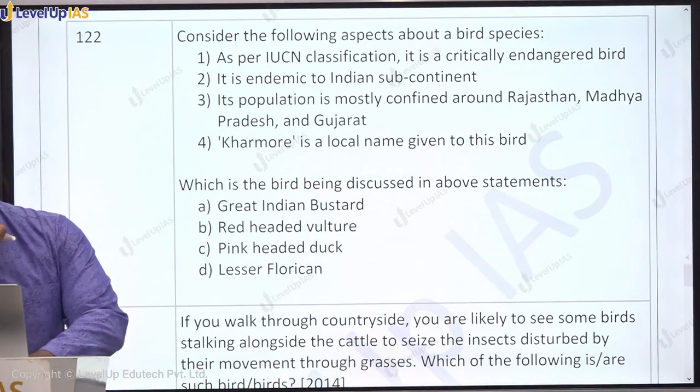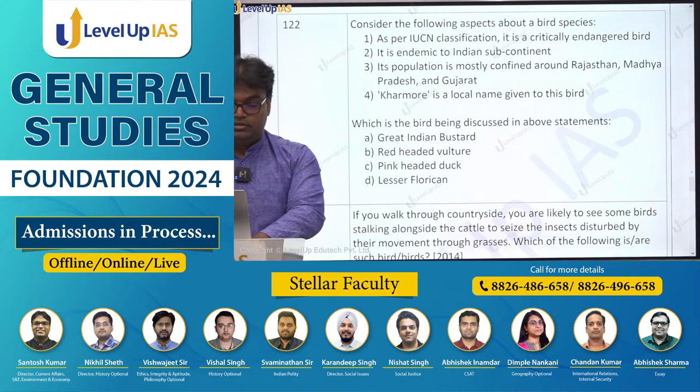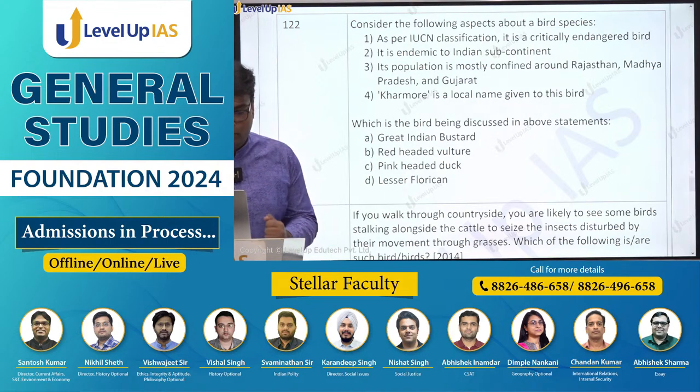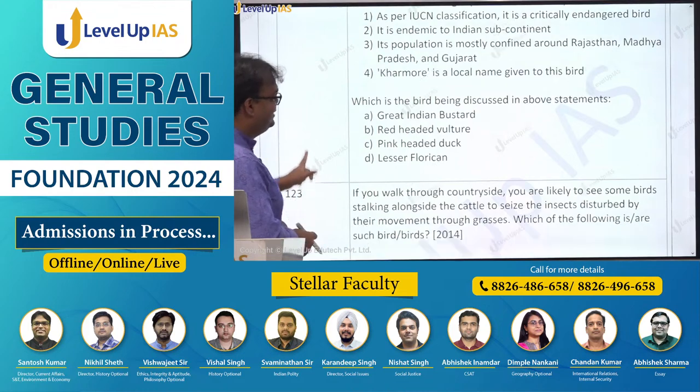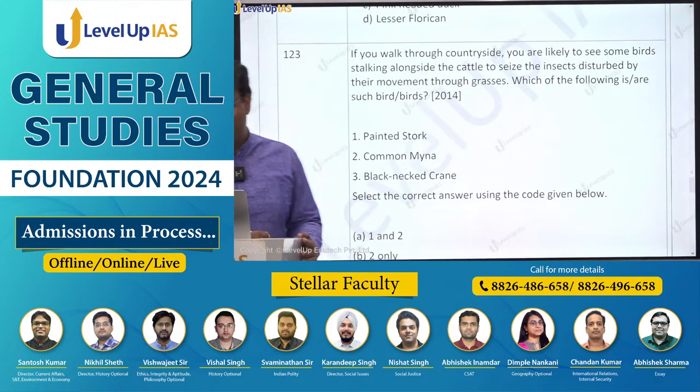Okay, lesser florican. IUCN: it is critically endangered, endemic to the Indian subcontinent. Right? It is lesser florican. D, I'm really sorry, the answer to this will be D. The answer to 122 will be D. Yes, online the students caught me too. 123, 122's answer is D. Forgive one mistake.